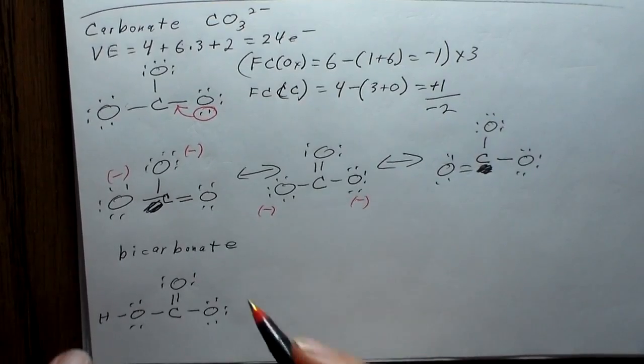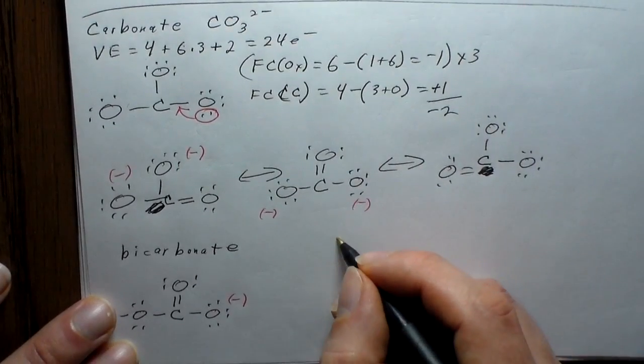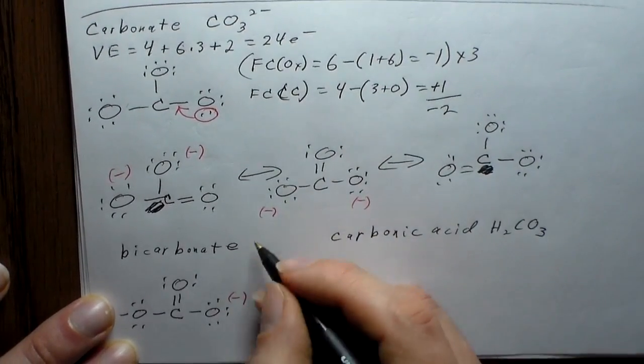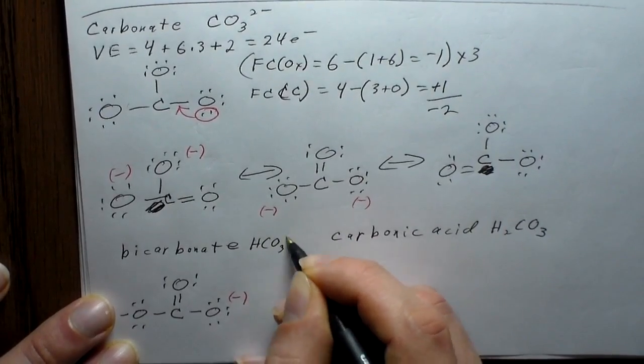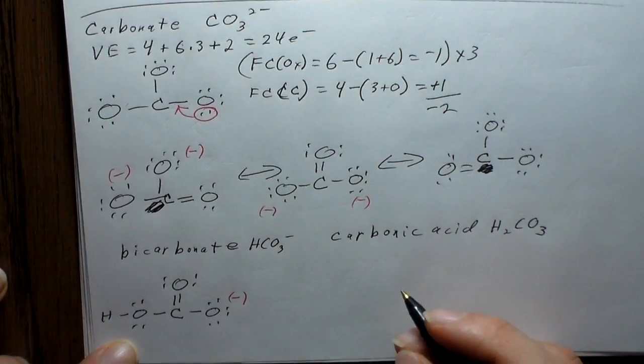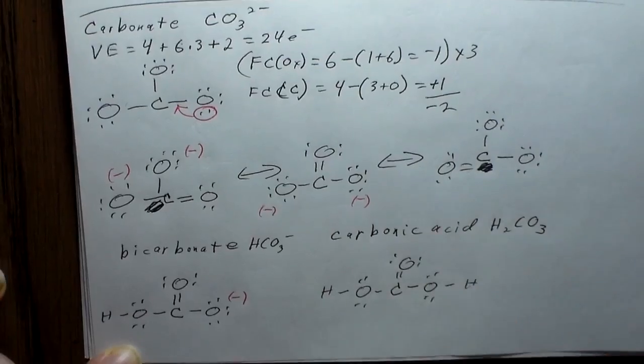So that would be your bicarbonate. And then if you were to make carbonic acid, and by the way, bicarbonate, as everyone should hopefully know, is HCO3 minus, and then carbonic acid would be very easy, just like that.